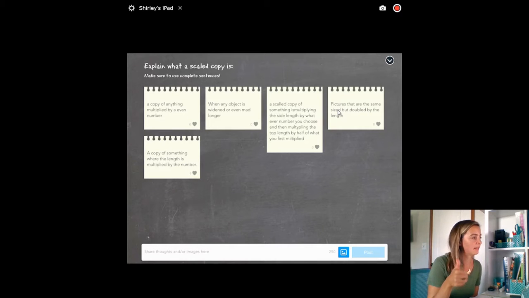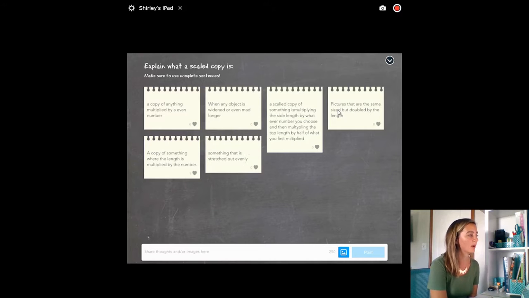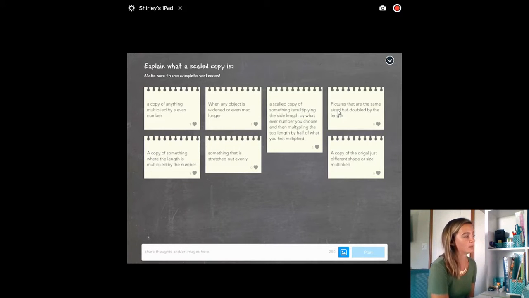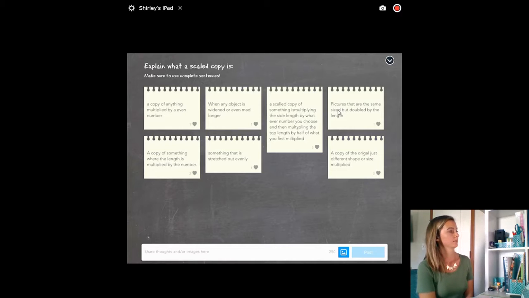That third response, I love that one. A scaled copy of something is multiplying the side length by whatever number you choose, and then multiplying the top length by half of what you multiplied the first. So that talks about both things that we saw, taking the original and multiplying it by whatever you wanted, and then finding some kind of pattern within the shape itself.